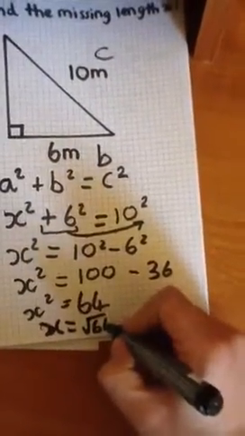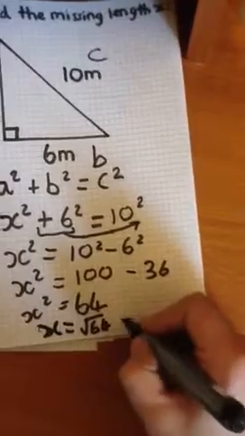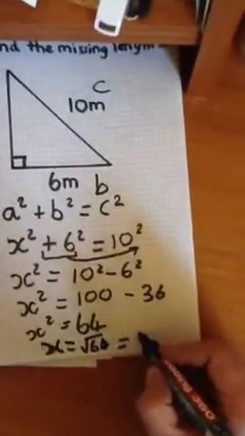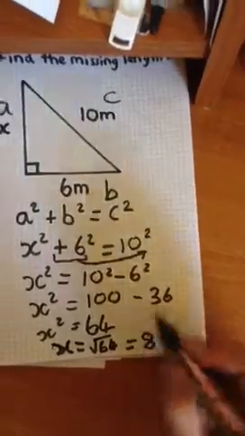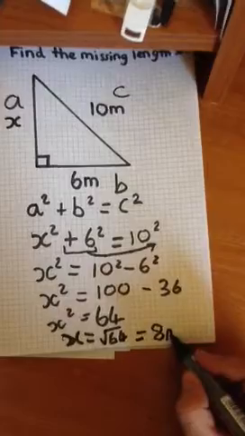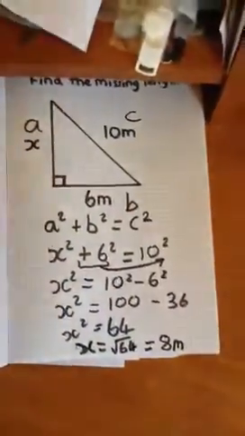And if we put that into our calculator and work that out, or if you think about it, what number times itself makes 64, the answer will be 8. And this time it is metres, so we're going to put metres on the end. So our missing length is 8 metres.